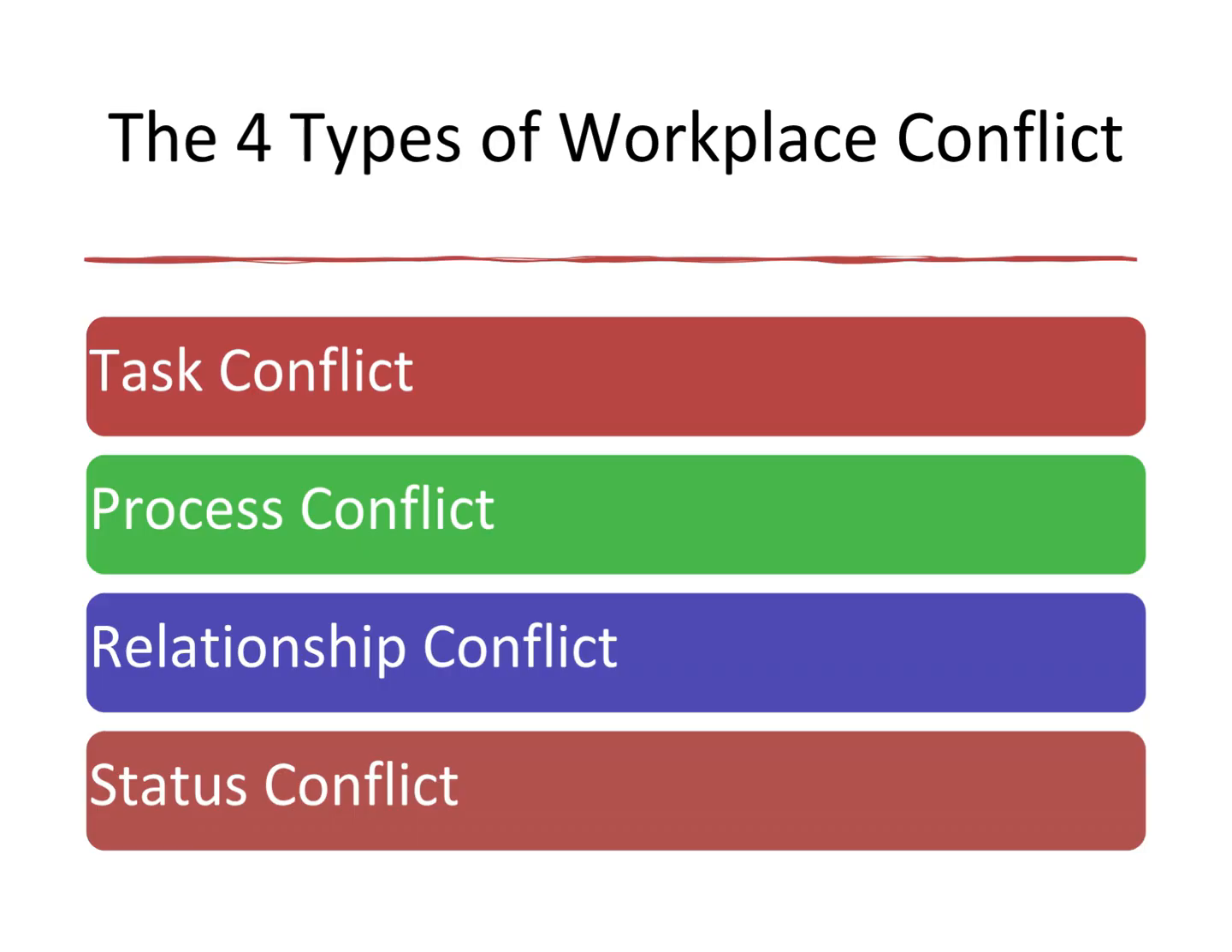Relationship conflict is more personal and involves interpersonal tensions. These may arise from personality clashes or miscommunications and require careful handling to maintain a positive work environment. Finally, status conflict involves disagreements relating to hierarchy or perceived status within the team.